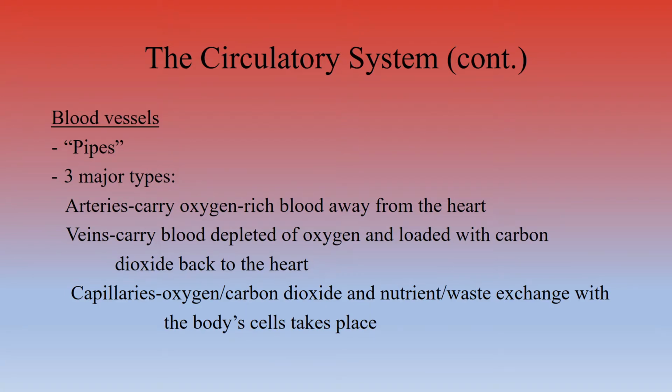The blood vessels are the pipes, and there are 3 major types. Arteries, which carry oxygen-rich blood away from the heart. There are veins, which carry blood depleted of oxygen and loaded with carbon dioxide back to the heart, and capillaries, where the oxygen, carbon dioxide, and nutrient waste exchange with the body cells takes place.